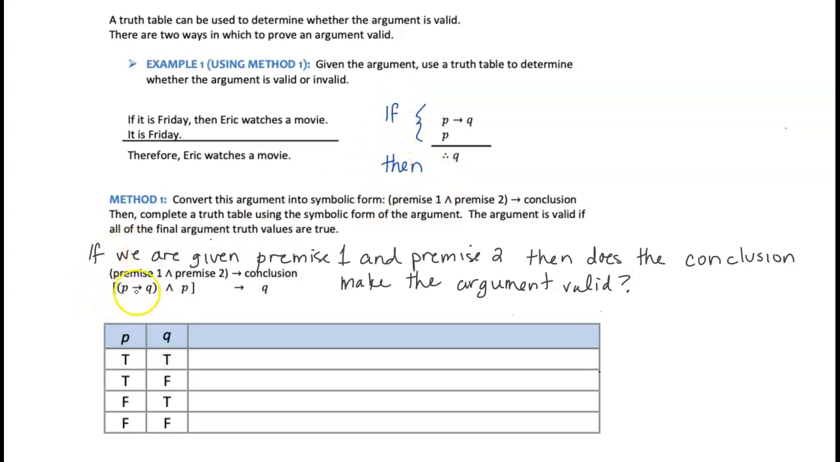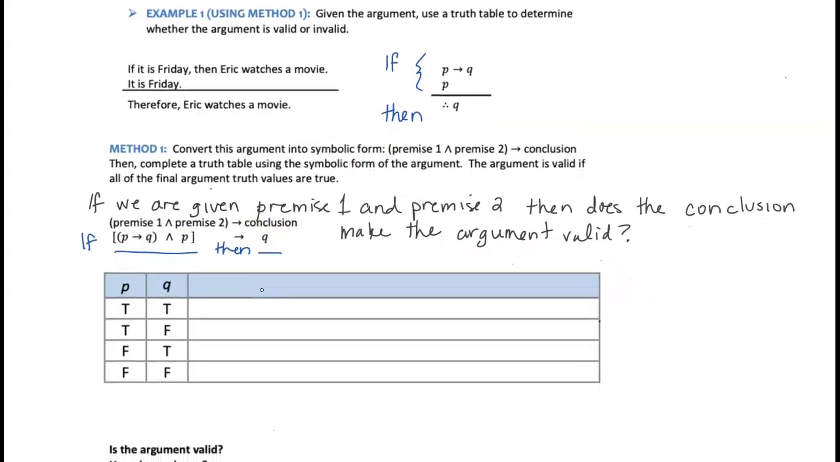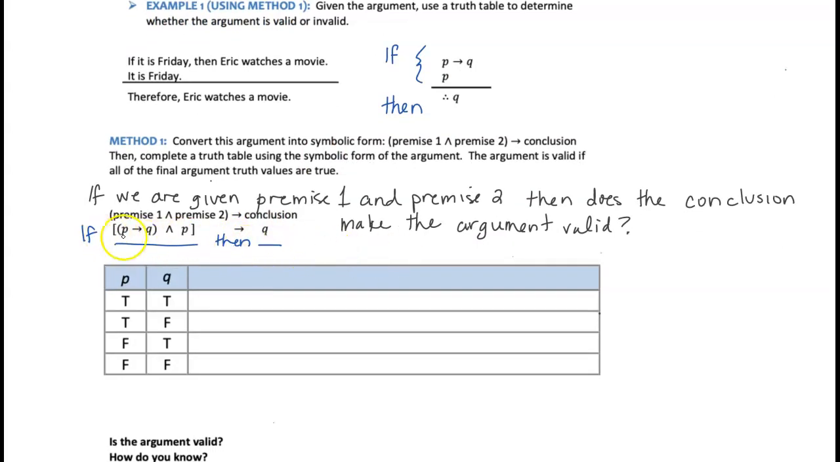If we have premise 1 and premise 2, here's our antecedent, then we want to determine if the conclusion makes the argument valid. So we're creating an if-then conditional with the premise statements as the antecedent, connected with an and. Premise 1 and premise 2 are given. Then we want to determine if the conclusion makes the argument valid. To begin putting this into a truth table, we're going to start with our innermost parenthesis, if P, then Q.